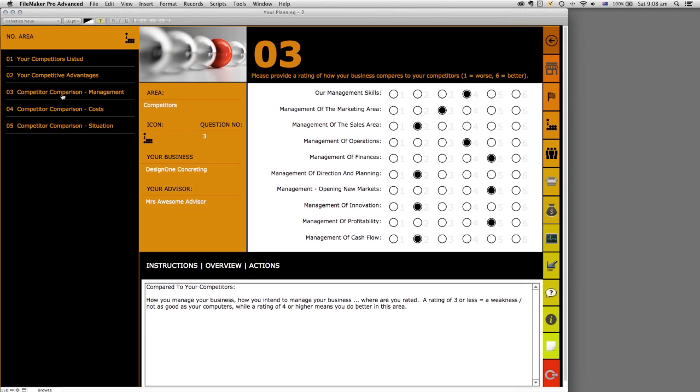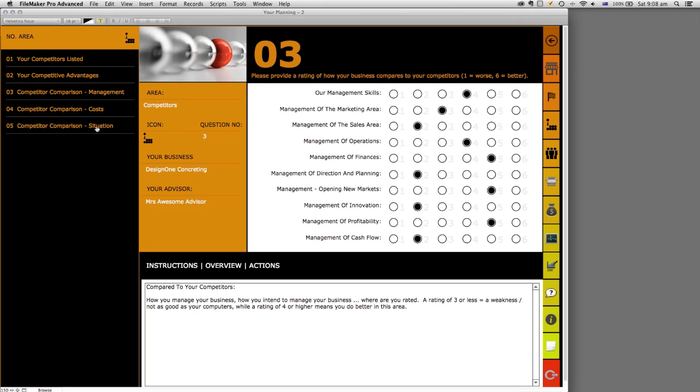And then there's a quick diagnostic on your competitors. Here we've got competitors comparison management, competitors comparison cost, competitors comparison situation. The idea with this one is, if you don't know, have an educated guess. So for instance, if you've got a dress shop, you think Dolce & Gabbana would have a better management system than you.